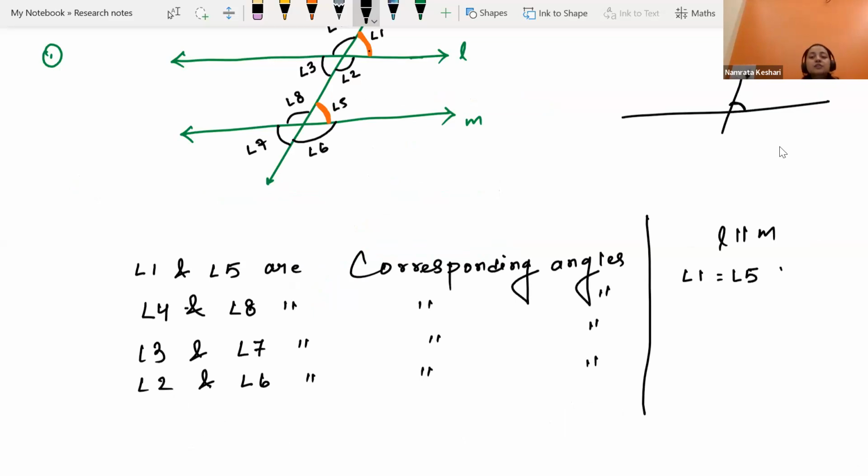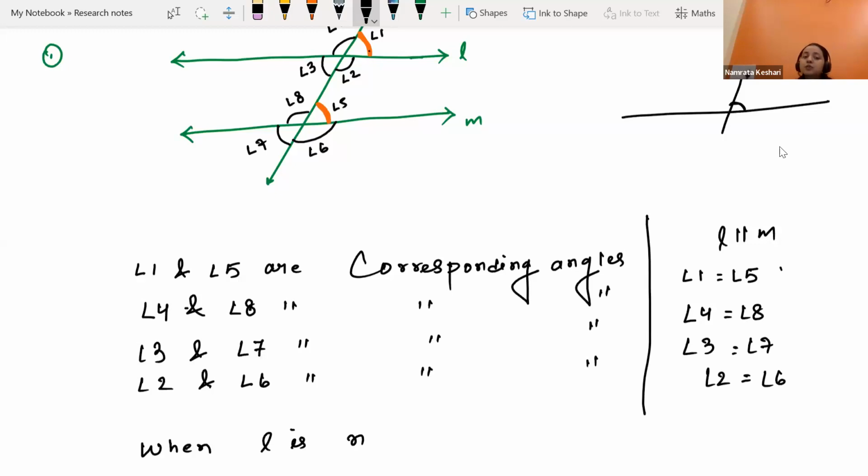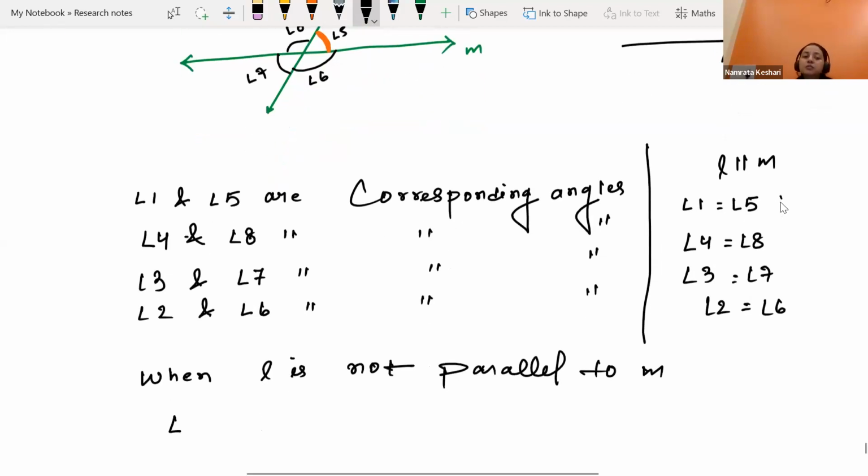Okay? When L is parallel to M, angle 4 and angle 8 will be equal. Angle 3 will be equal to angle 7. Angle 2 will be equal to angle 6. And when L is not parallel to M, then these angles will not be equal. Angle 1 and 5 will not be equal. And we will say corresponding angles are not equal.